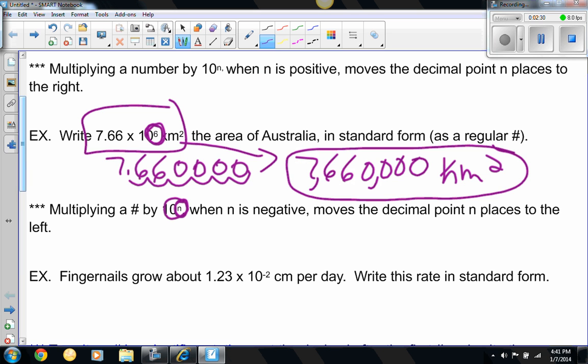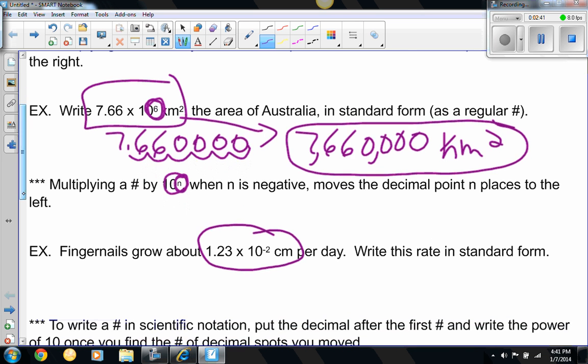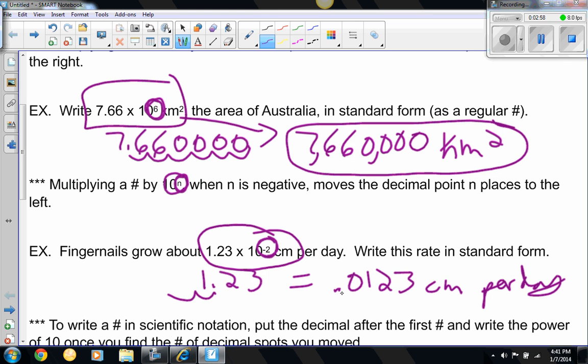So in this example right here, fingernails grow about 1.23 times 10 to the negative 2 centimeters per day. Okay, well, great. But when I look at this, I have no idea how much that is. Is that a lot? Is that a little? I don't know. Write this rate in standard form, so write it as a regular number looks. So I always write out my number, and then you look at the power here, and that means 2 to the left. So the answer is 0.0123 centimeters per day. Well, that's not very much. So if you look at the spots, tens, hundreds, thousands, 10,000, so 123 10,000ths of a centimeter per day. That's not very much.